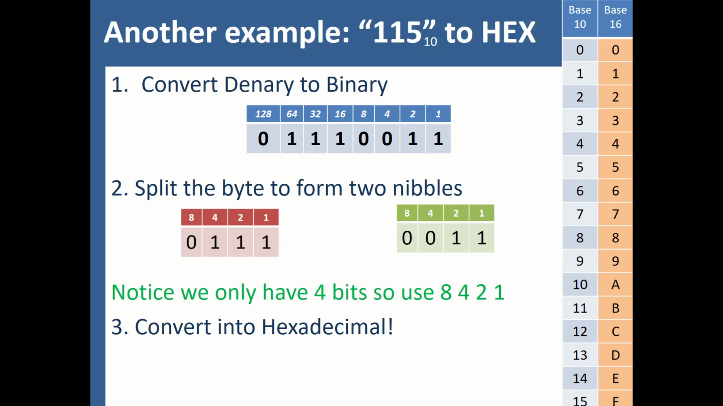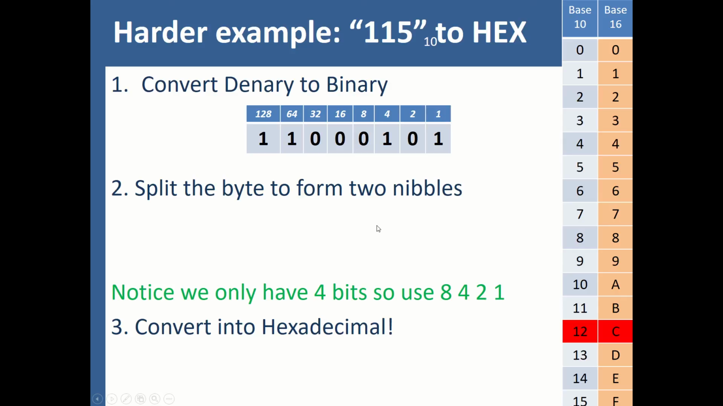We then have to figure out how to add these up. So 4 plus 2 plus 1 is 7. And 2 plus 1 is 3. So that would be 73 in hexadecimal. Now let's look at a little bit more of a challenging example.